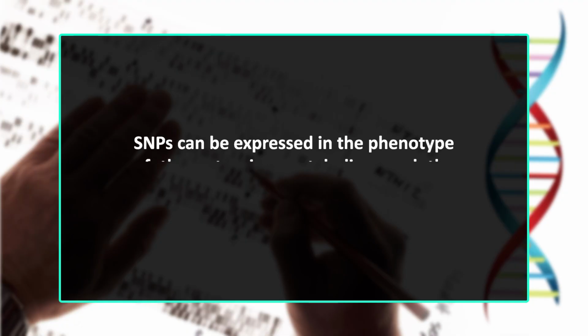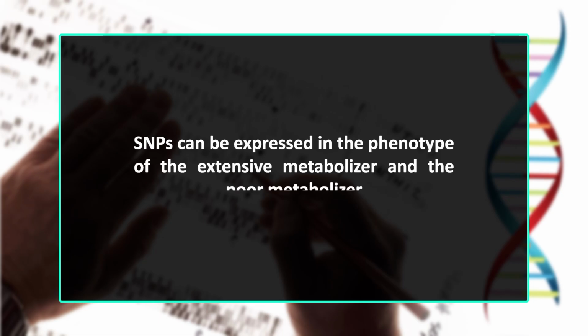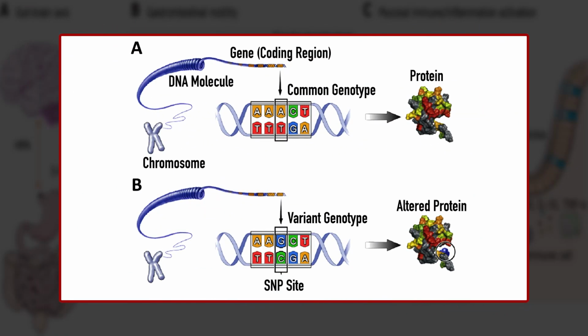SNPs can be expressed in the phenotype of the extensive metabolizer and the poor metabolizer. Accordingly, SNPs may lead to allelic variations of a protein in which one or more of the protein functions in one population are different from those in another population. SNPs and the encoded variant peptides thus provide targets to ascertain a genetic predisposition that can affect treatment modality.